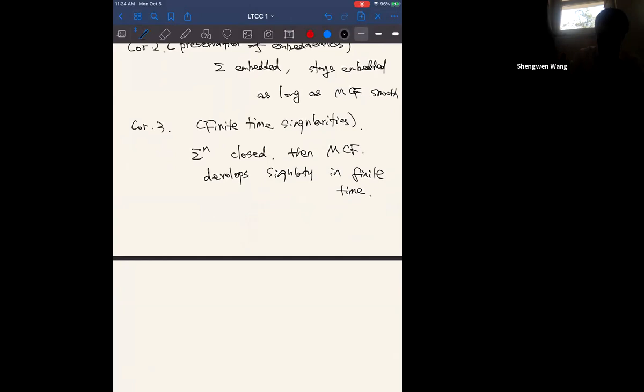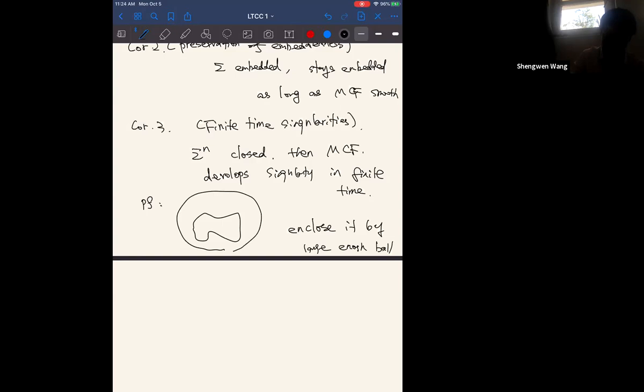Why? Because for any closed hypersurface, you can enclose it by a large enough ball, a large enough sphere. Right, so you're flowing the sphere, not the ball. And then they're disjoint, and they should stay disjoint for all time as long as the flow is smooth.